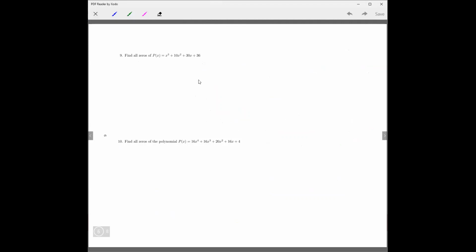Okay, so here they say, find all zeros of x cubed plus 10x squared plus 30x plus 36. What you would normally do, when we didn't have so much technology, is go through the list of possible rational zeros, which I said was the factors of this divided by the factors of that coefficient. So the factors of 36 divided by factors of 1. That's going to be plus or minus 1, 2, 3, 4, 6, and then 9, 12, 18, and 36. Just go through those until you find one of them, and then use synthetic division to break it down to a quadratic.